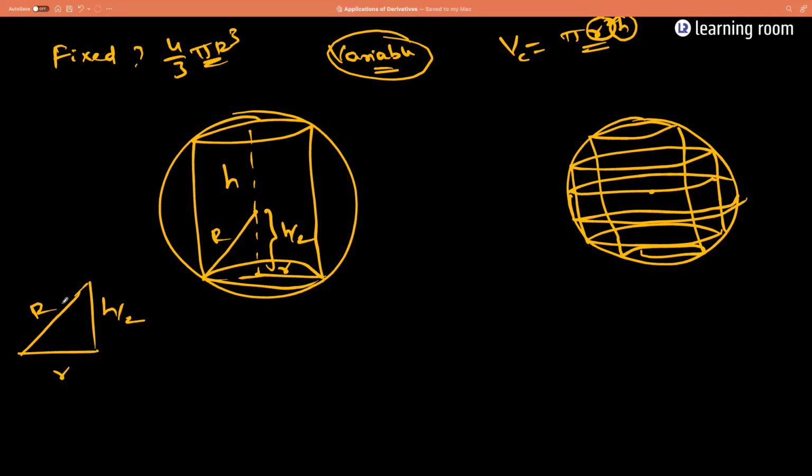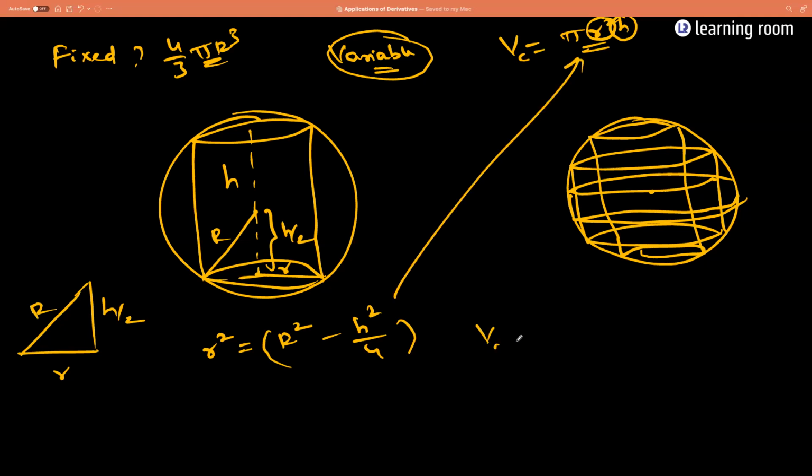So I have r square here. In the place of r square, can I write something in terms of the fixed quantity? If I plug in this value here, look at the expression: pi into (capital R square minus h square by 4) into h. Now it has become a function of how many variables? One variable. Now I can start differentiating.